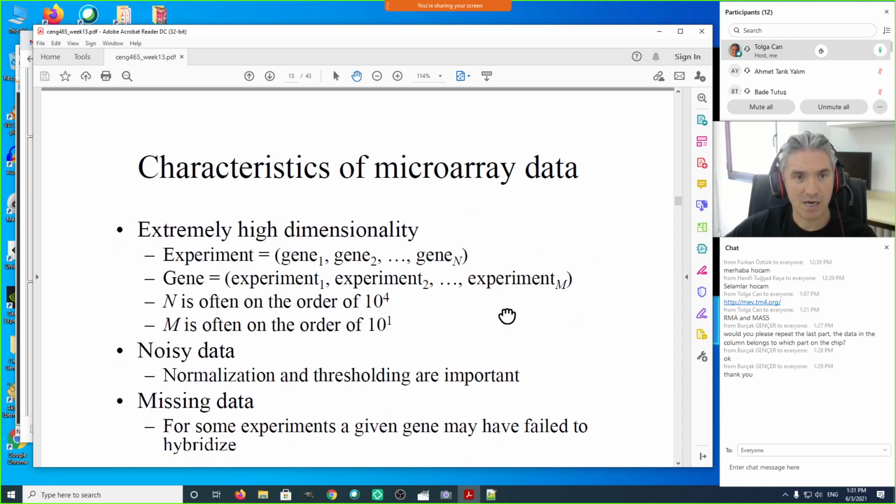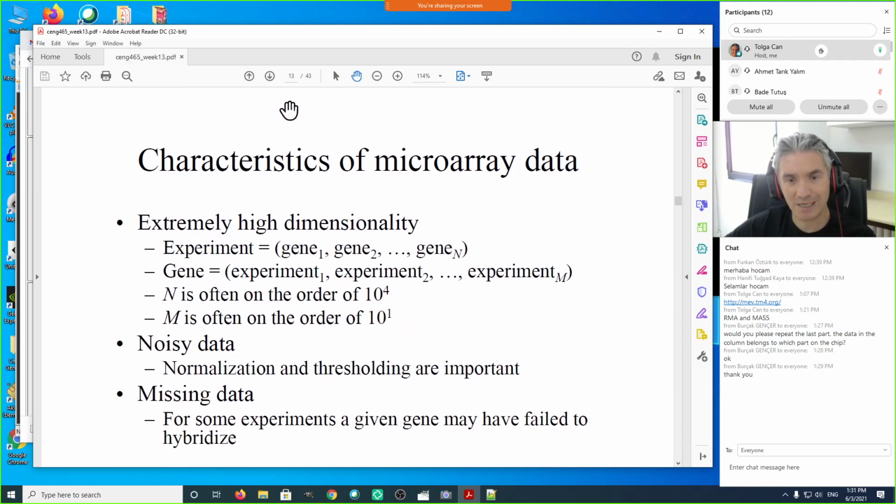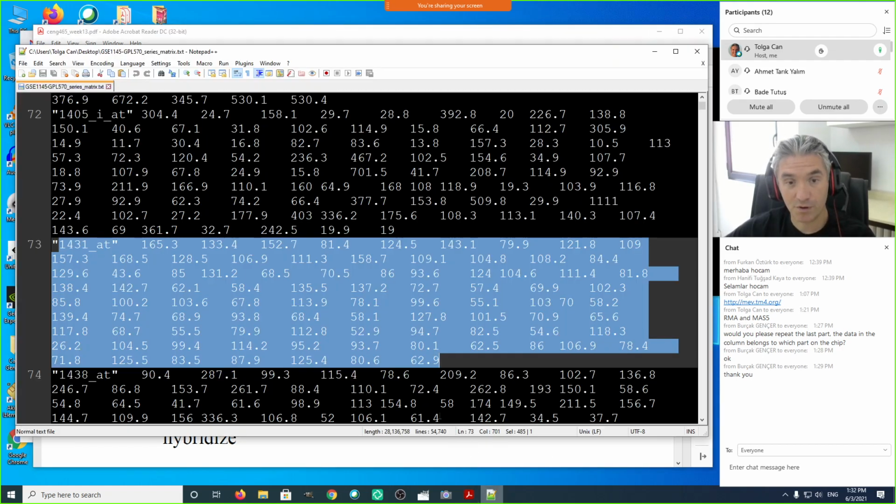I'm going to continue with slide number 13 on Monday. We are going to see some clustering algorithms, k-means and self-organizing map clustering algorithms, that will work on a data set like this.